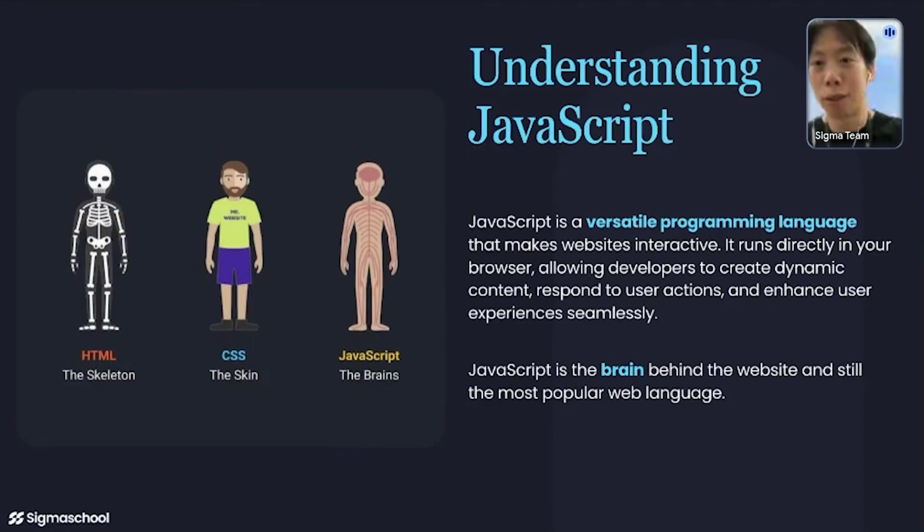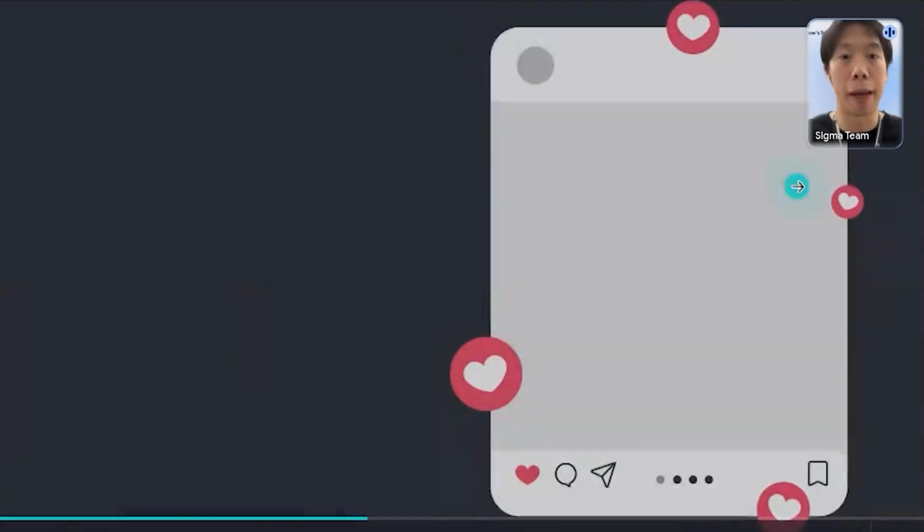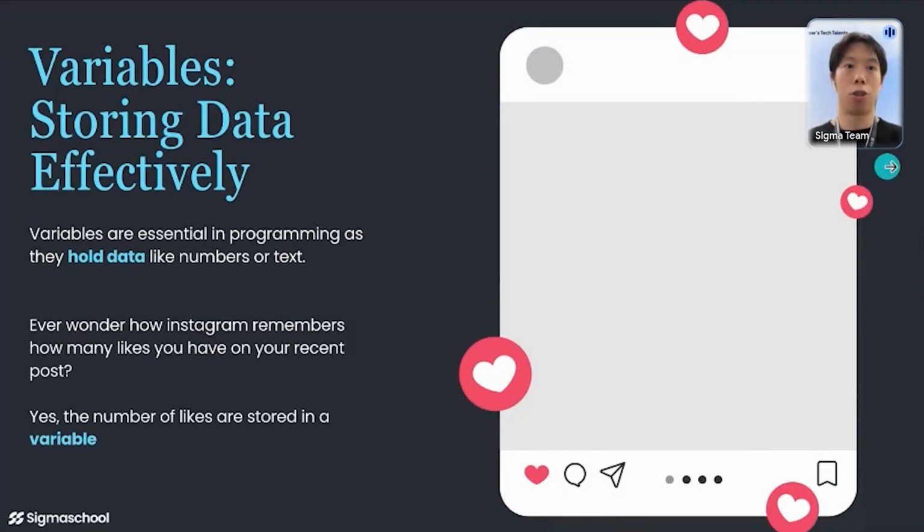So whenever you go browse Instagram, whenever you go browse Facebook on your desktop or laptop, that is basically JavaScript running whatever you click and responding to your commands, basically. So the first topic is going to be variables.